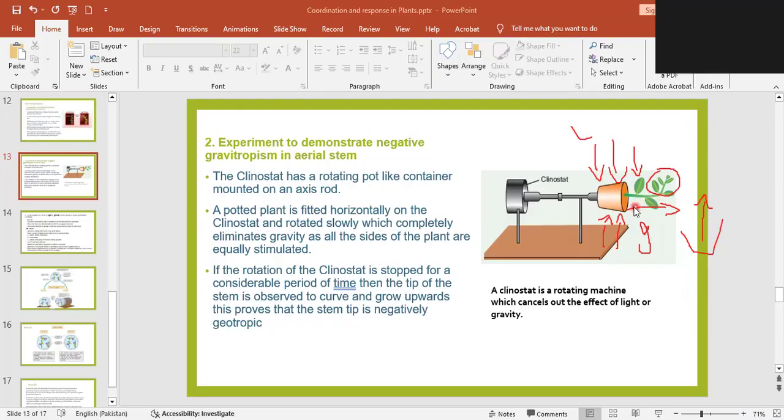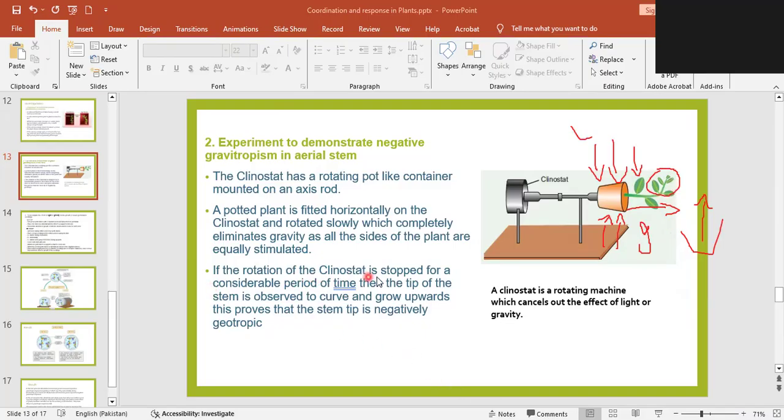Okay, the stem is now bending. It means it is proving that the stem responds only in the presence of light. It doesn't have any effect of gravity over it. Because if it did, there would be an effect of gravity over the stem, and the direction of this plant, which has bent upward, would be downward. But it didn't grow downward. It has shown its growth in the upward direction, towards the light, not towards the gravity.